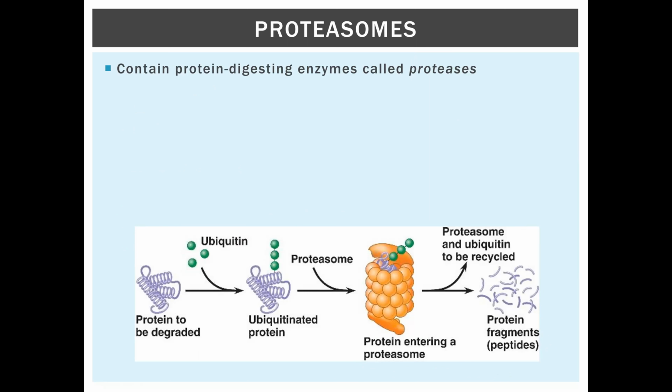The smooth ER can also synthesize and store glycogen. Glycogen is a stored form of carbohydrate. It's actually a stored form of glucose. So you would find this a lot happening in skeletal muscles and liver cells.